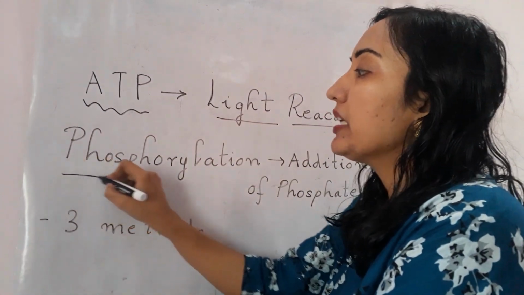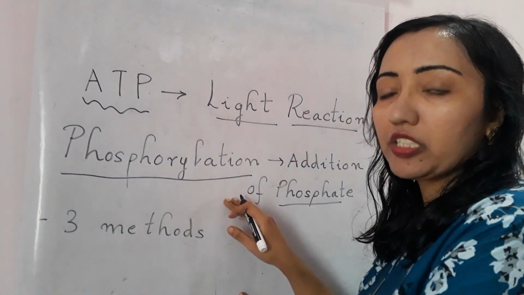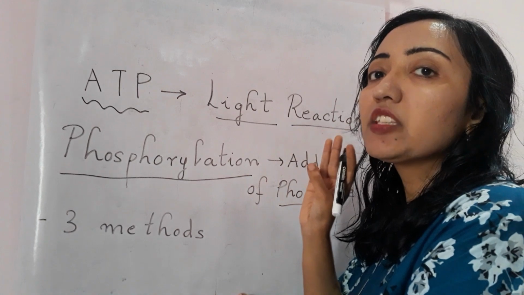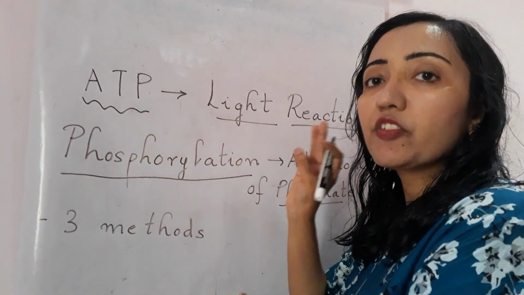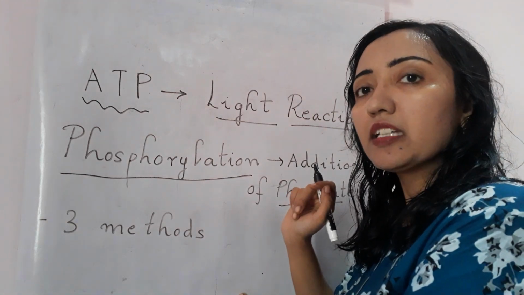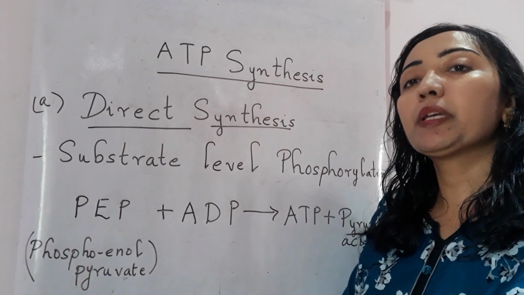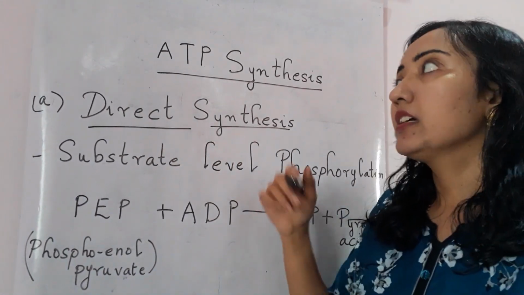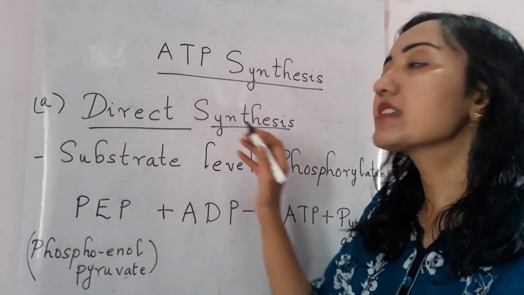Addition of phosphate is known as phosphorylation. What is phosphorylation? Addition of phosphate. So there are three methods for the addition of phosphate. In ATP synthesis, there are three methods involved. Let us study the three methods of ATP synthesis in light reaction. The first method is direct synthesis.